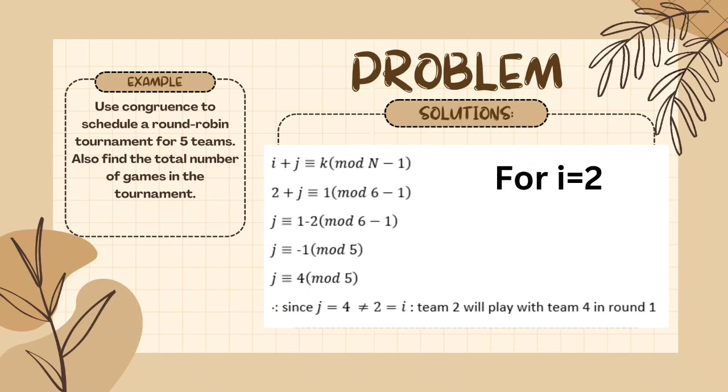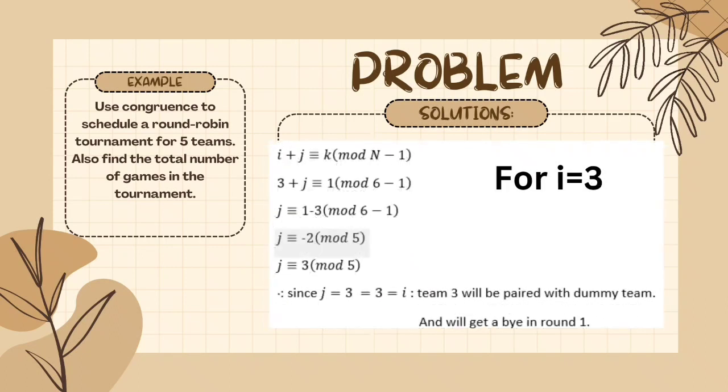Substitute the value of i, then we get 2 plus j congruent to 1 mod 6 minus 1. Then transpose 2 to the right, we get j congruent to 1 minus 2 mod 5. Solving this value, we get j congruent to negative 1 mod 5. Then solving the congruence, we get j congruent to 4 mod 5. Since j is equal to 4 and not equal to 2, then team 2 will play team 4 in round 1.